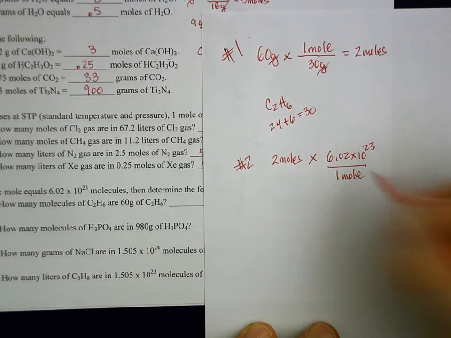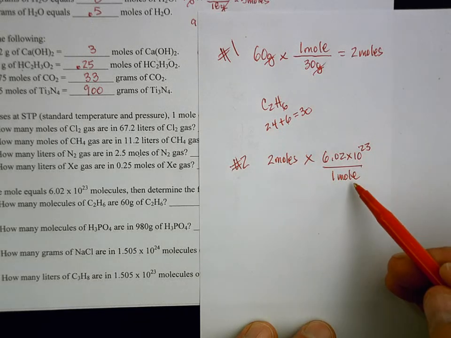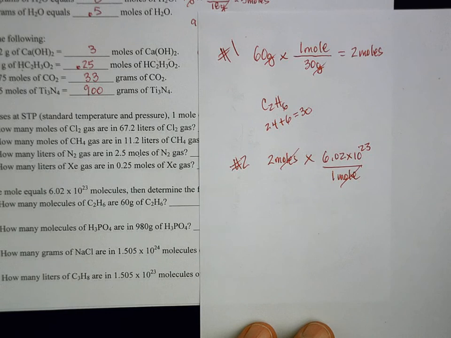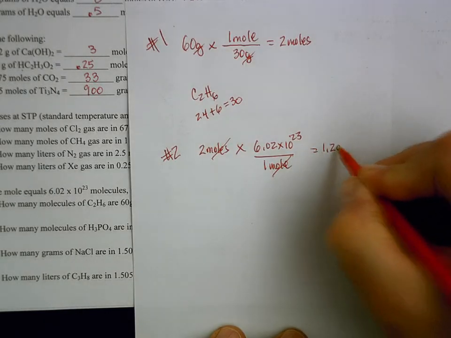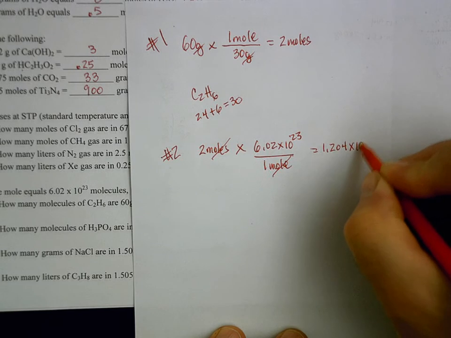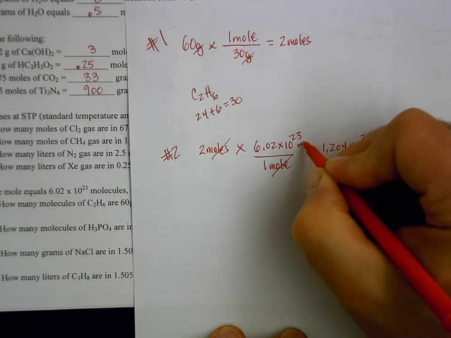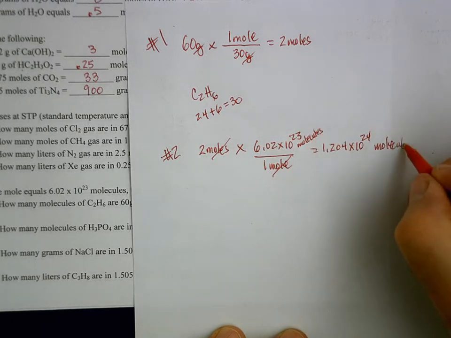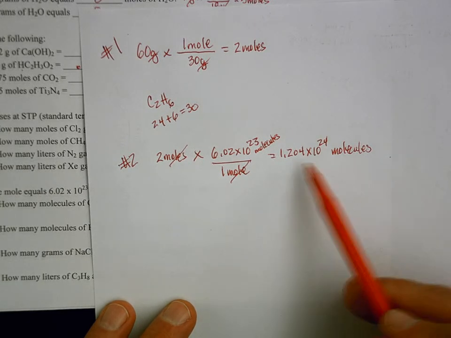Notice how I have moles here, moles there. Moles get canceled out. And when I multiply this, I get 1.204 times 10 to the 24th molecules. And I should write molecules in there. That many molecules are in 2 moles, or specifically, that many molecules are in 60 grams.